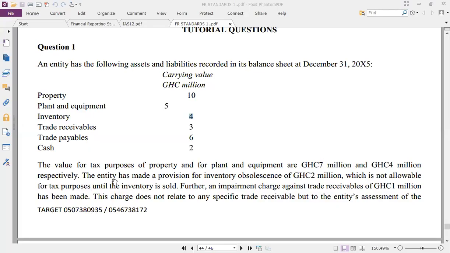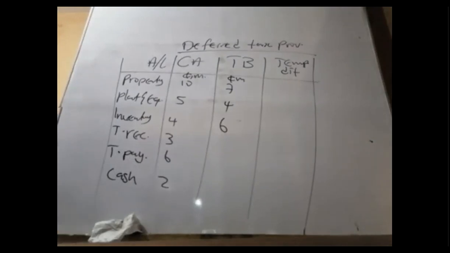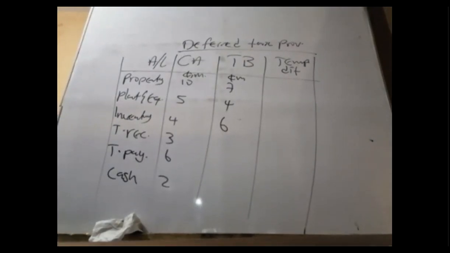They continue to say that the entity has made a provision for inventory obsolescence of 2 million. The tax authority will not allow it. So they have already subtracted 2 million before they arrive at this 4. That means for tax purposes, they have not seen 4. They have seen 6. Because the tax authority has seen 6. That is it. Let's continue.